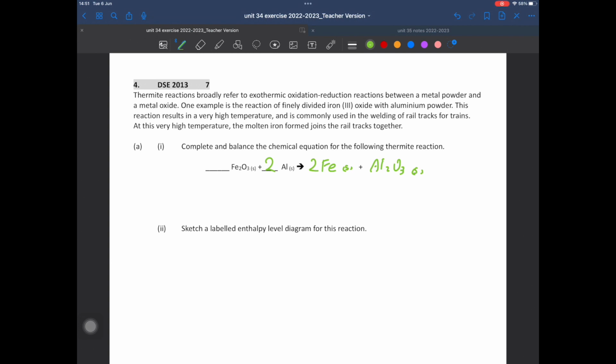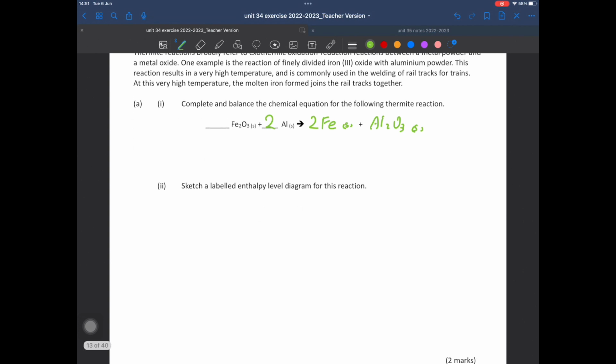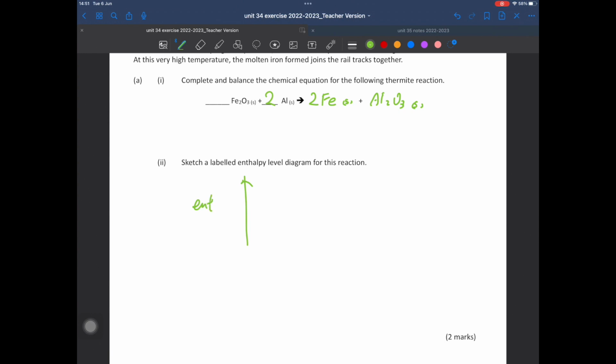Next, you are supposed to draw the labeled enthalpy level diagram. As this is an exothermic reaction, the reactants' enthalpy level should be higher than that of the products. Now, first of all, don't be lazy. You should include every single reactant and product, and include their coefficients.